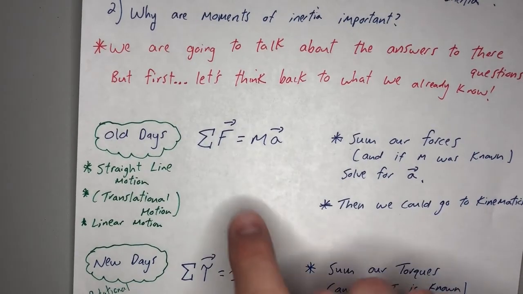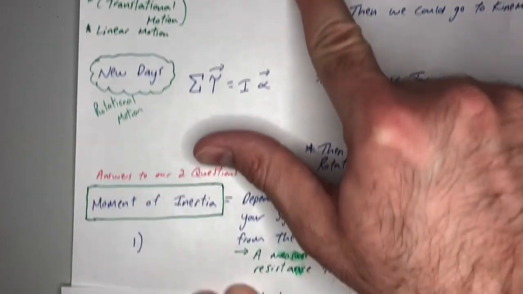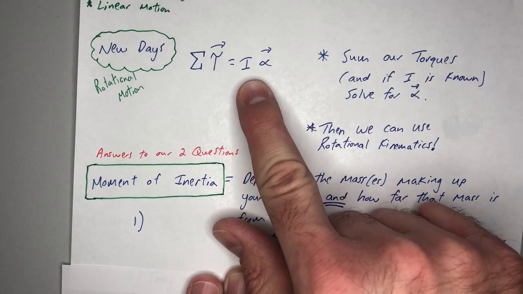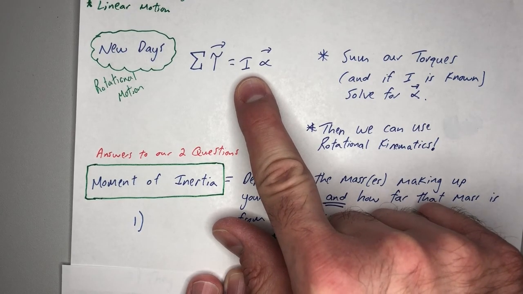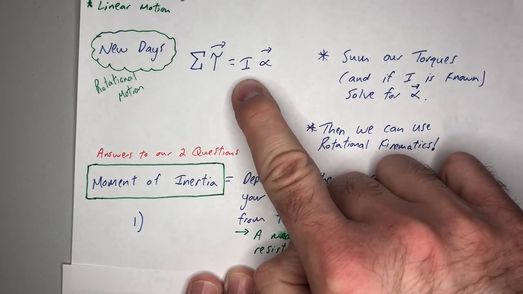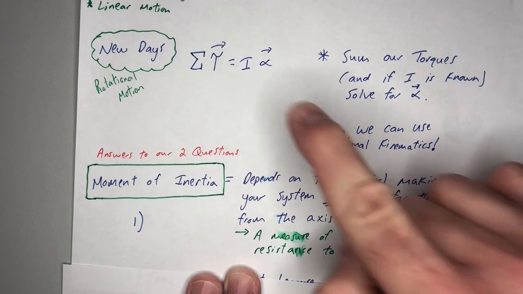Back in the forces days, it just mattered that I have a force and I know a mass, so I can solve for acceleration. In the rotational days, I have a torque and a moment of inertia, which depends on mass and how that mass is distributed, and that leads to a certain angular acceleration. So it's very similar. Moment of inertia is like mass, but it's how that mass is distributed about your point of rotation. We're going to talk more about that.